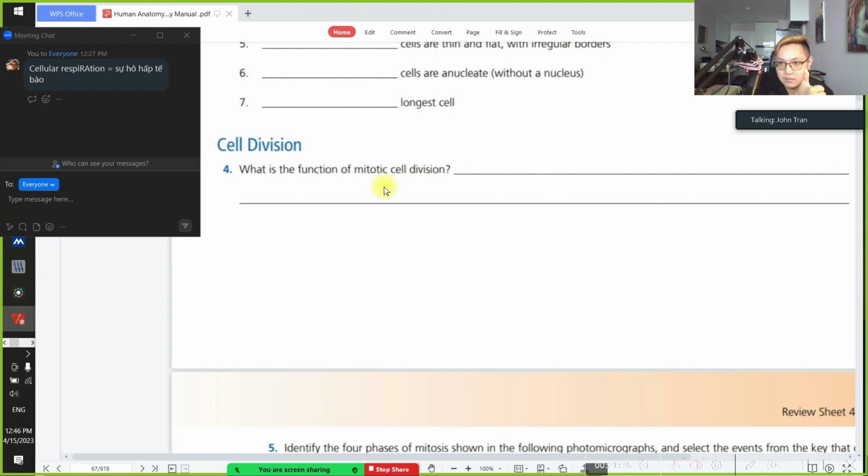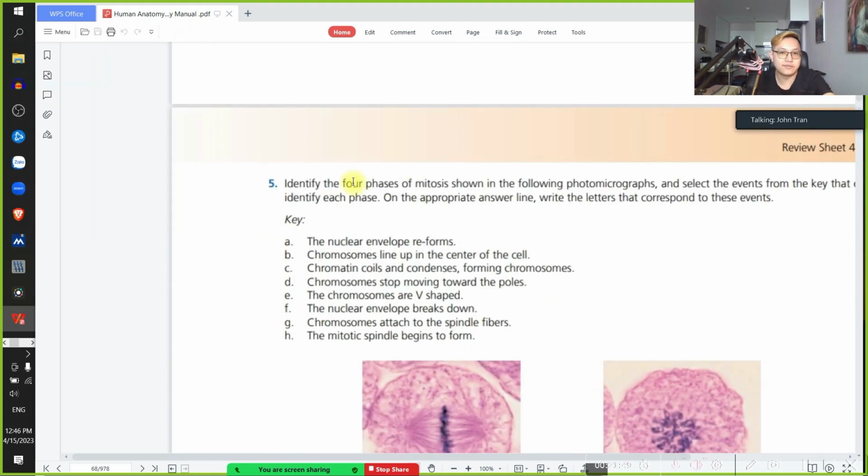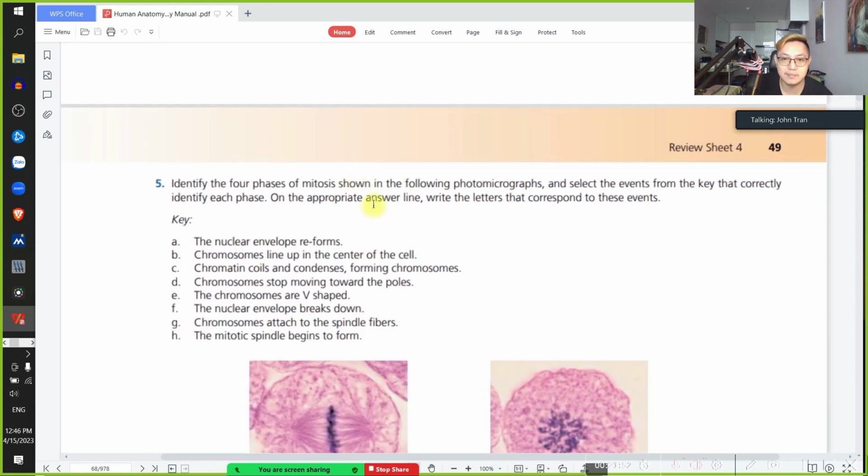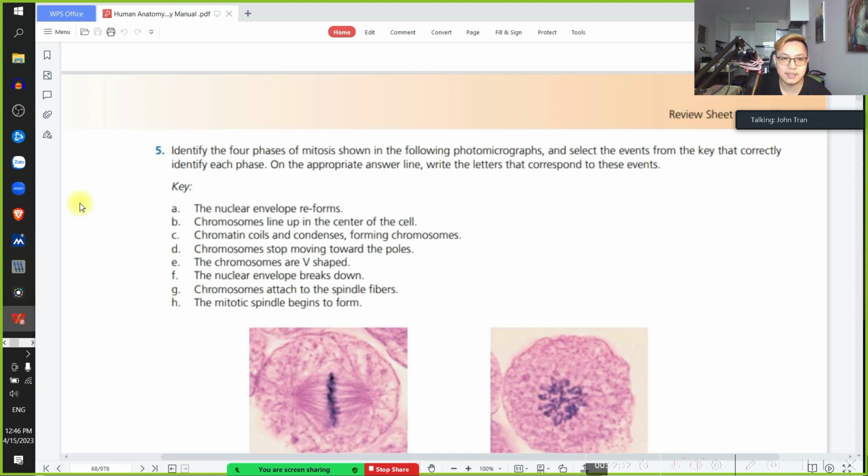It's for growing. Sinh trưởng. Growing. Repair. Replace. Sửa chữa. Replace broken cells. These are the function of mitotic cell division. Okay? Now, identify four phases of mitosis shown in the following photomicrograph. Phải xác định được 4 cái kỳ của cái nguyên phân được show ra trong cái hình chụp siêu nhỏ này của cái qua kính hiển vi. Select the event from the key that correctly identify each phase. Chọn cái sự kiện từ những cái key này mà nó xác định được đúng cái kỳ đó.